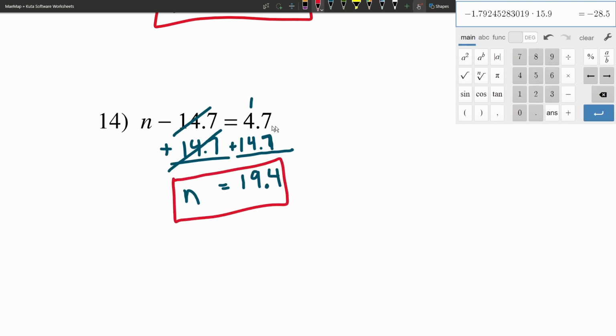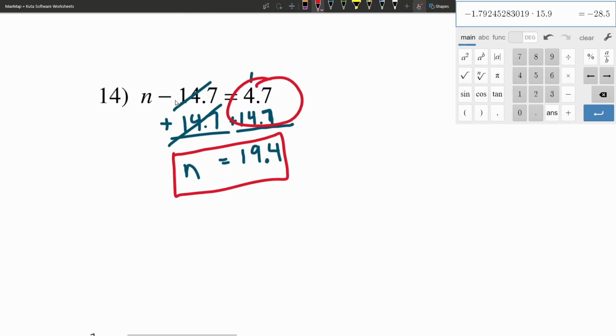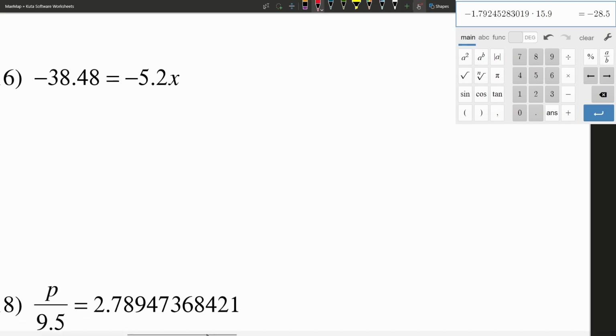And again, that US standard algorithm is just when you line everything up and you carry over your 1s. Same applies to subtraction, except as opposed to carrying over, you're going to be borrowing. Let's go ahead and move on to our next page.